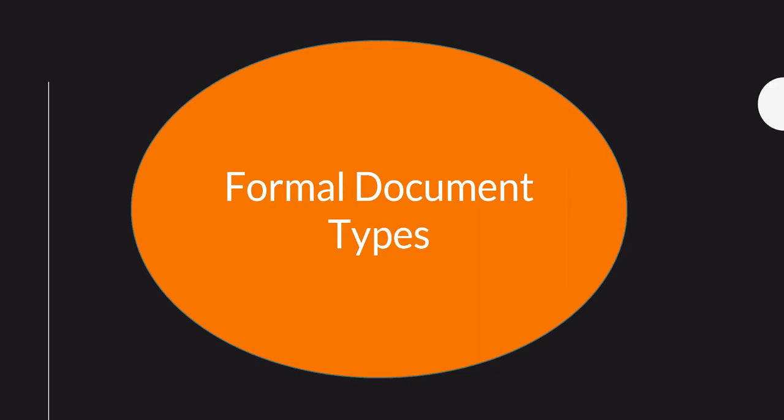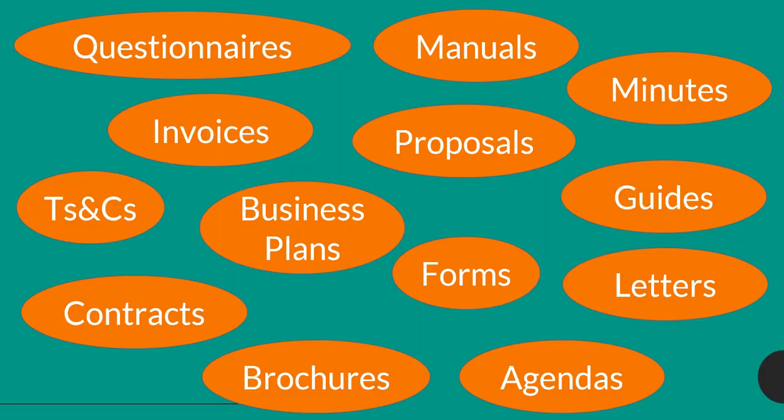One of the things you need to consider is the type of document that you're actually going to write, and there are loads of different types of documents around. First, we're going to look at some of the more formal types of document. So these may include questionnaires, invoices, terms and conditions, business plans, contracts, brochures, manuals, proposals, forms, minutes, guides, letters, and agendas. Now, you may not be involved with writing all of these different types of documents.